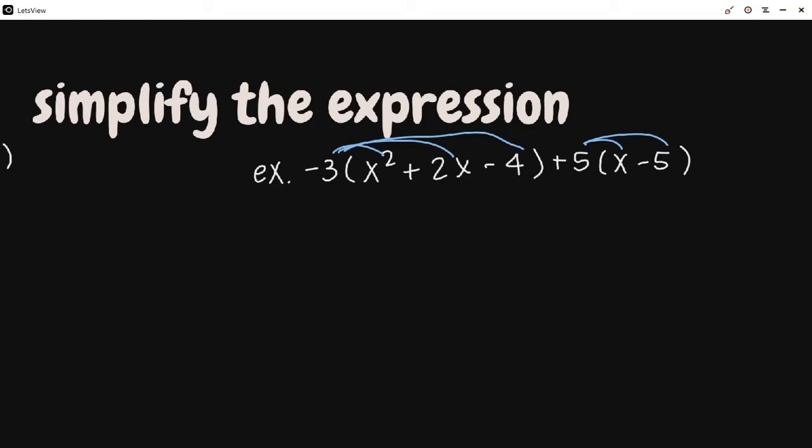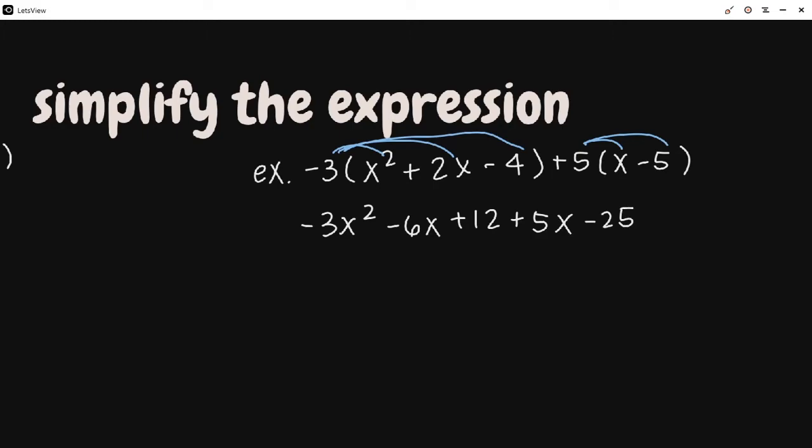So negative 3 times x squared, negative 3x squared. Negative 3 times 2x is negative 6x. Negative 3 times negative 4 is positive 12. So make sure you're distributing the negative as well. And then 5 times x is 5x. 5 times negative 5 is negative 25.